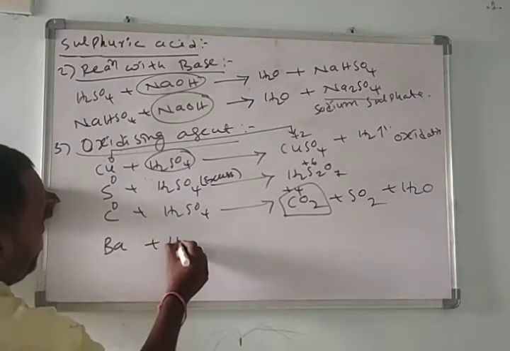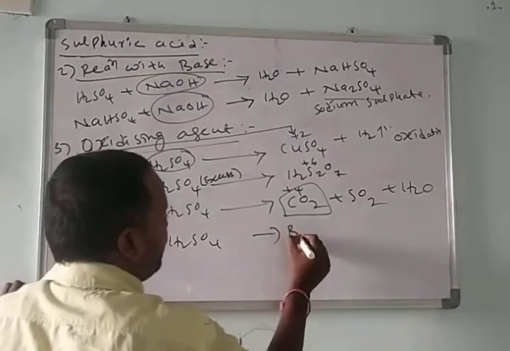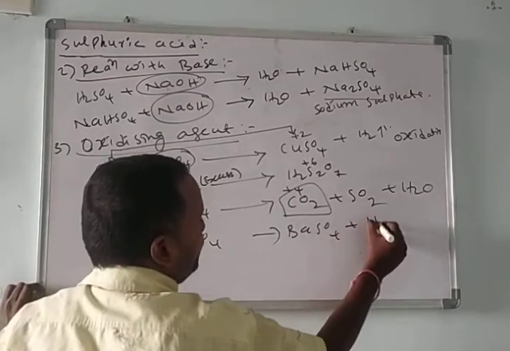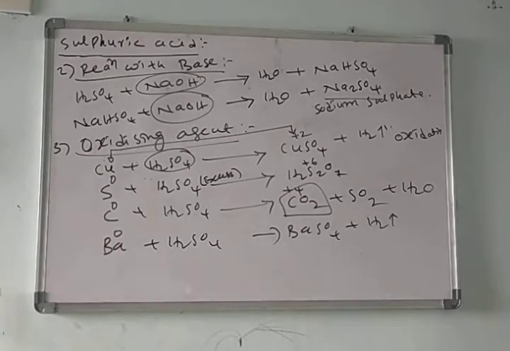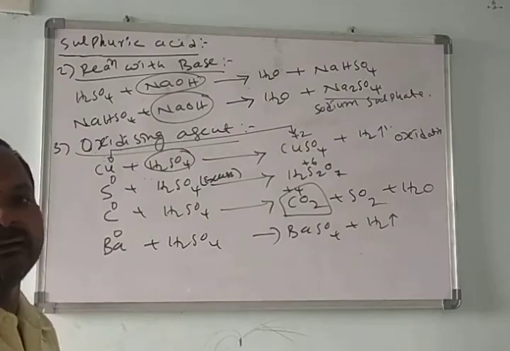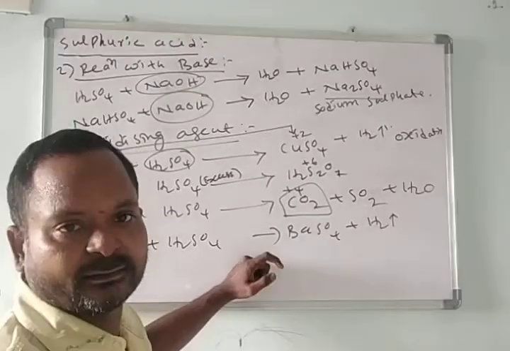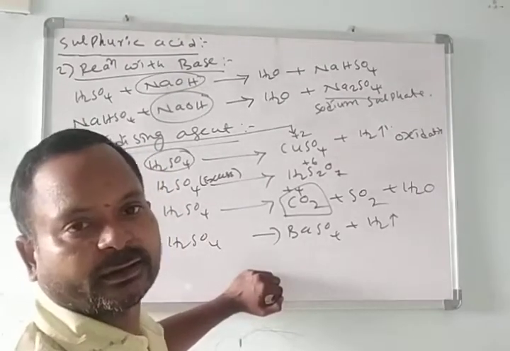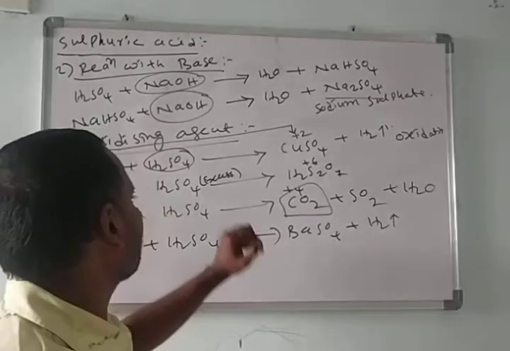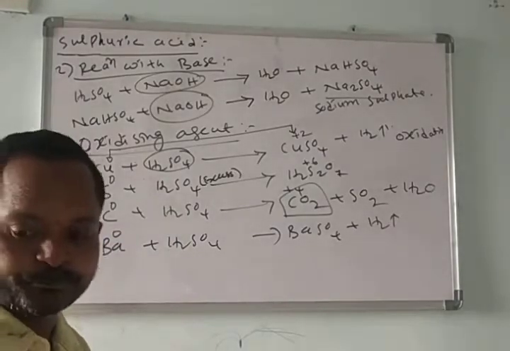Suppose barium reacts with sulfuric acid. Oxidation number of barium is 0 here and forms barium sulfate. Releases hydrogen gas. If you take any metal that releases hydrogen gas, it's one of the characteristic properties of an acid. The liberation of hydrogen gas is one of the important characteristics of an acid. Okay, these are the oxidizing properties of sulfuric acid.